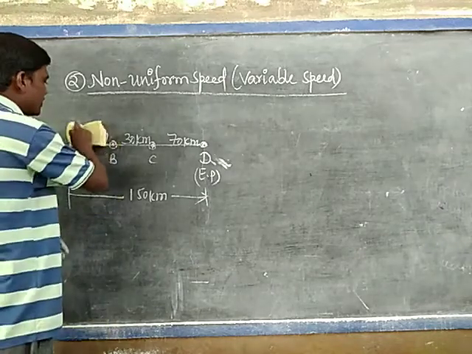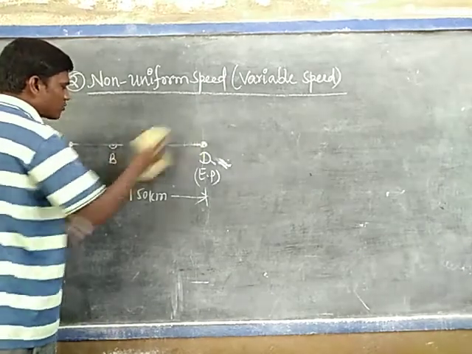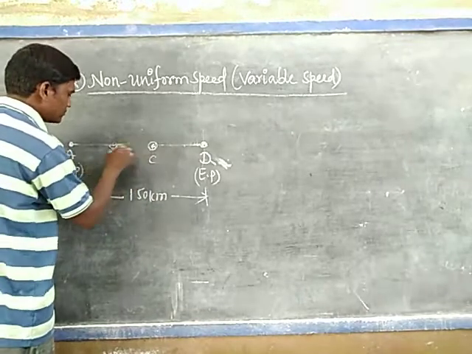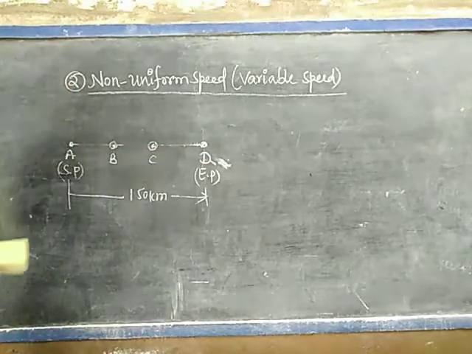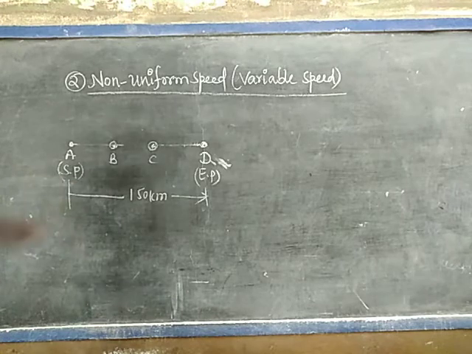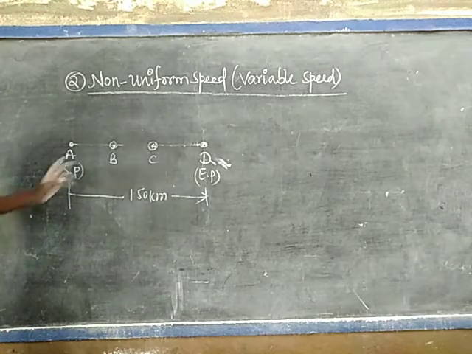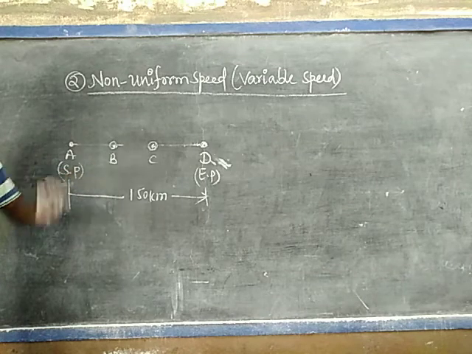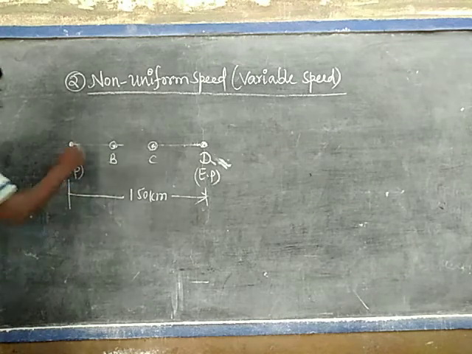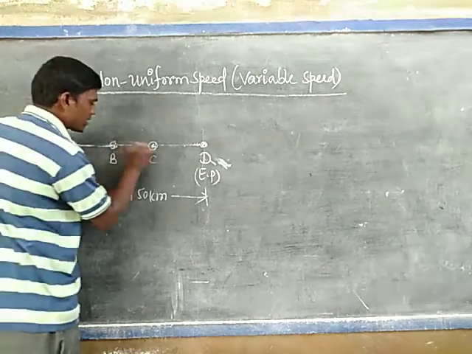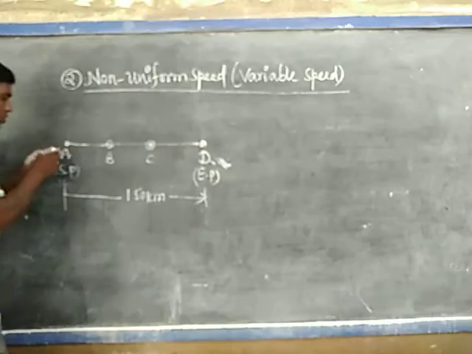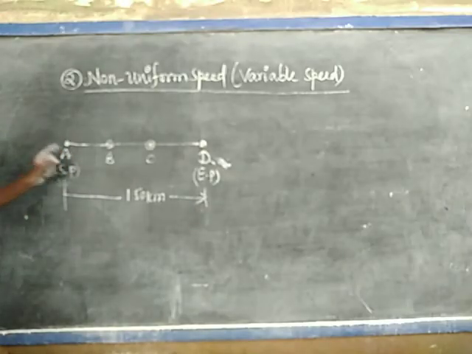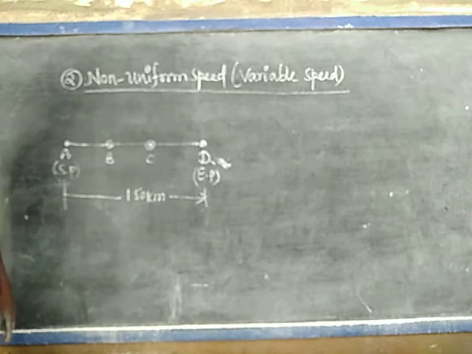Means, simply leave this one. Another mode I will explain. So, what is the total distance from A to D? 150 kilometers. Between A and D, we consider two other small towns, B and C. Whether towns or villages, let me assume the body starts from point A and moves towards point D, because D is the destination.